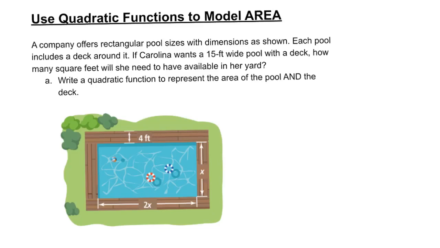I'm going to do a video with two quick examples, one having to do with modeling area using quadratics and the other one dealing with vertical motion. So this first problem is an area problem. A company is offering rectangular pool sizes with dimensions as shown, and as you can see in the dimensions, there's some x's involved. Each pool includes a deck around it.